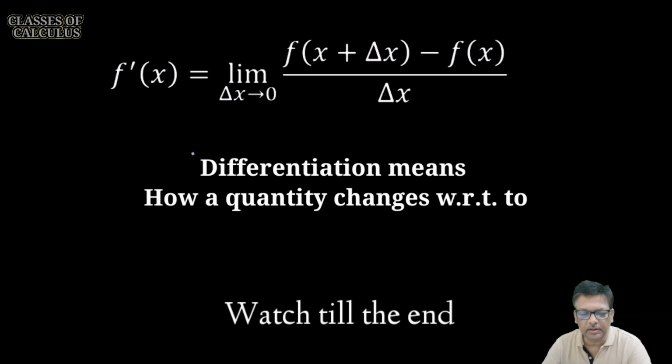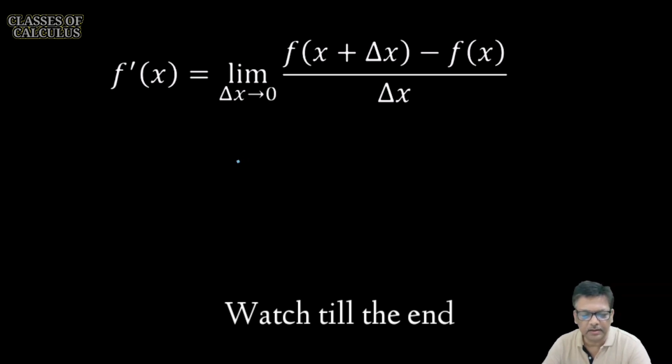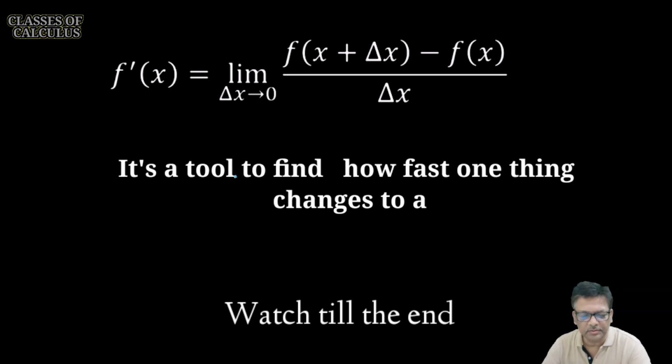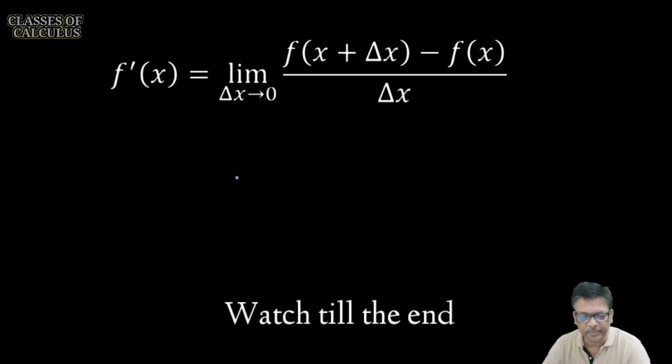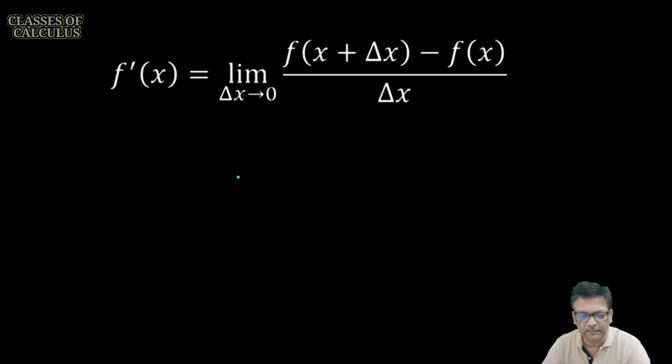In simple terms, it calculates how one quantity changes with respect to another. So, differentiation is used to find the rate of change, like speed or how fast something is growing or shrinking. So it's a tool to find how fast one thing changes with respect to another. It's used to measure things like speed, slope of curves, and the rate of change in different fields.